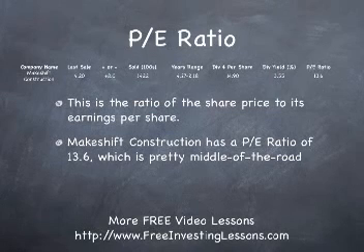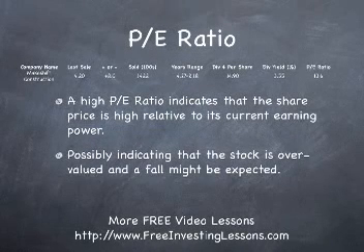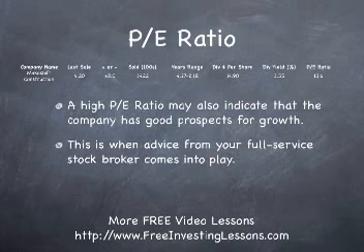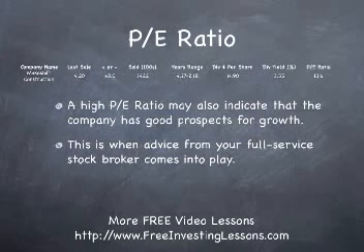The last value in most market tables is the PE ratio, price to earnings ratio. This is the ratio of the share price to its earnings per share. A high PE ratio indicates that the share price is high relative to its current earning power, possibly indicating that the stock is overvalued and that a market adjustment or a rapid fall in price might be expected. Alternatively, it might indicate that the company has good prospects for growth, so investors are prepared to put up with low earnings for now in the expectation that these will increase in the future.